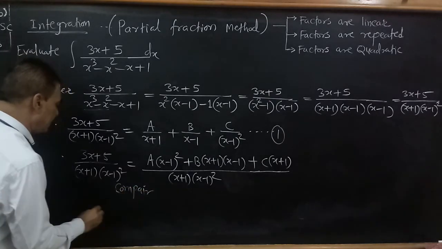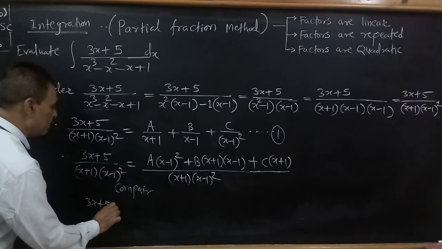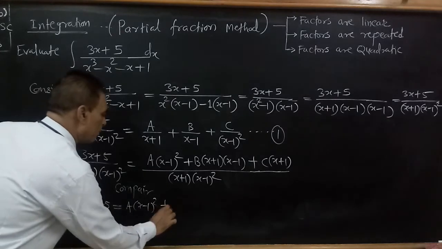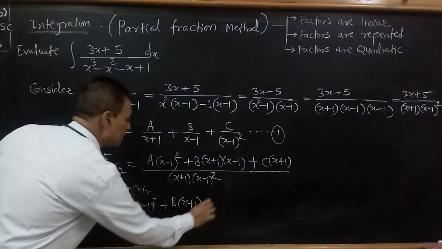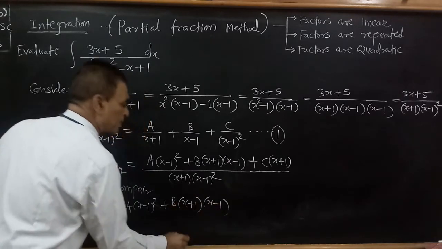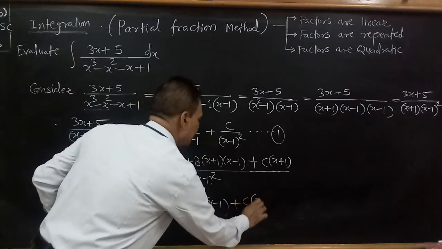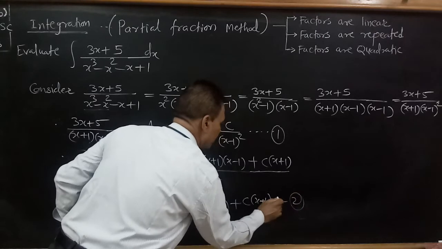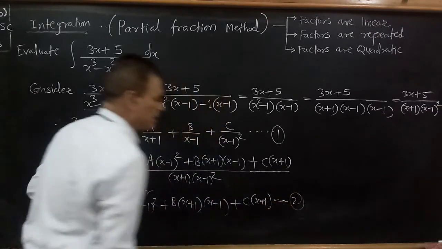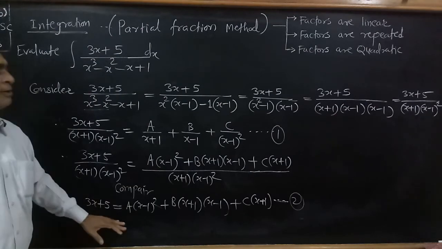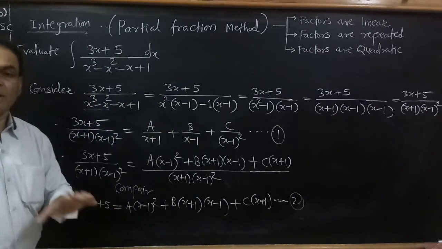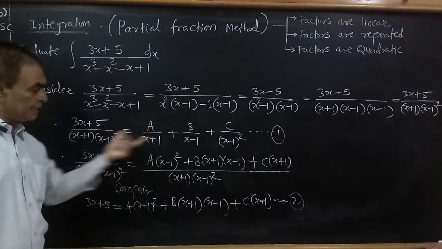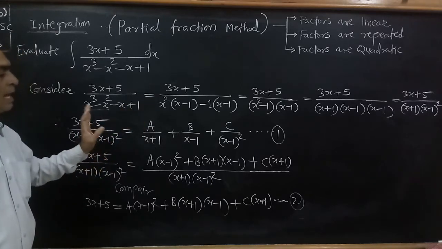Compare, we get numerator 3x plus 5 is equal to a into bracket x minus 1 whole square plus b into bracket x plus 1, x minus 1, and plus c into bracket x plus 1. Give this is equation number 2. Then find out the value of constants A, B, C. Replace the value in proper place in equation 1. And taking integration of both sides, you will get the answer for this question.